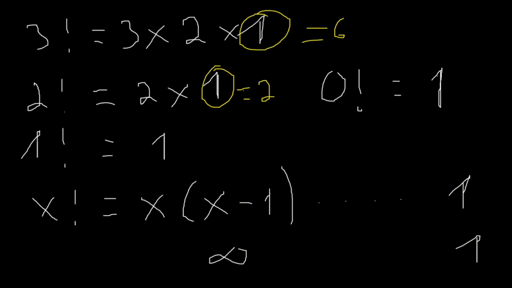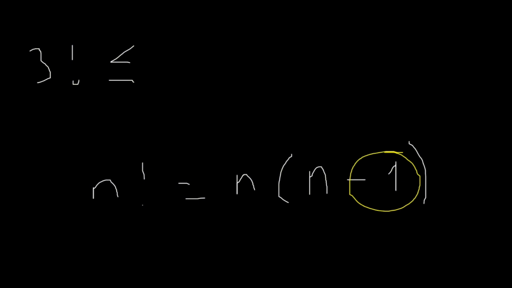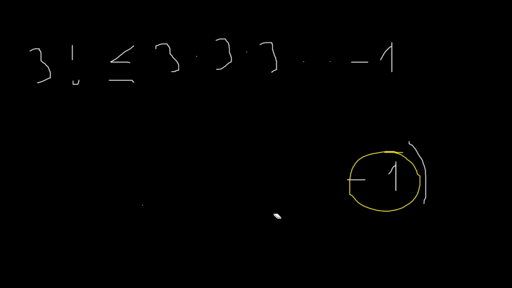Okay, let's take something a bit crucial. What if you have 3 factorial? This 3 factorial will be less than or equal to what? What if we decided to not include the n minus 1 terms? Factorial of n is equal to n into n minus 1. What if we decided to remove this minus 1 and just keep 3 times 3 times 3 up to the point we have a 1? Figure it out. This will be greater than 3 factorial.